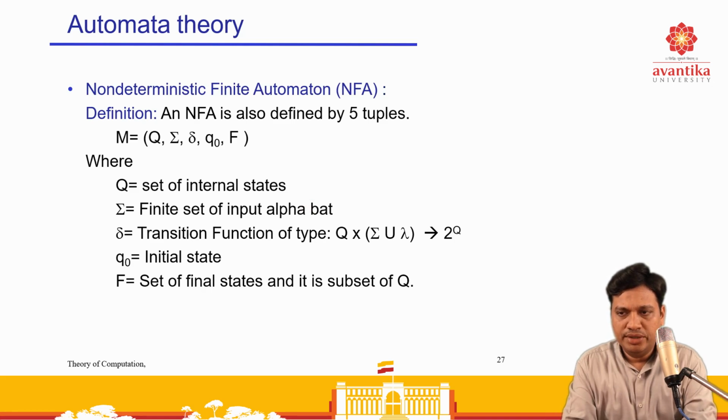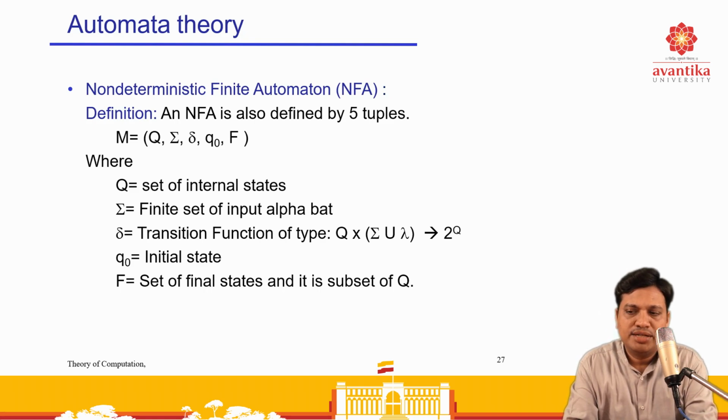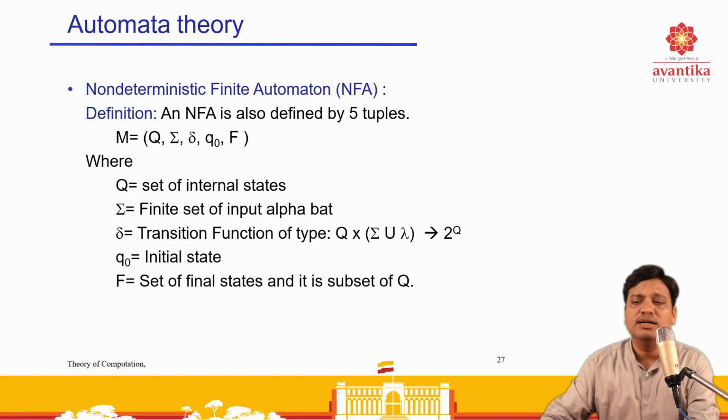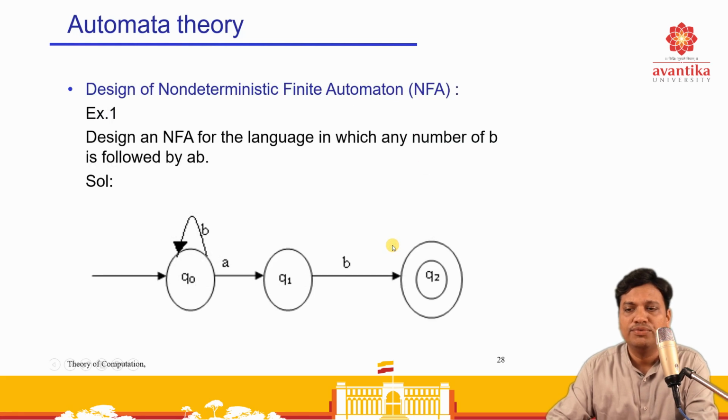The definition of a non-deterministic finite automaton is again defined by 5 tuples. The tuple is the same as the DFA: Q, sigma, delta, Q0 and F, where Q is the set of internal states, sigma is the set of input alphabet, and delta is the transition function. The difference between the DFA and NFA is in the transition function. Here delta maps Q times sigma to 2 to the power Q. Q0 is the initial state and F is the set of final states, a subset of Q.